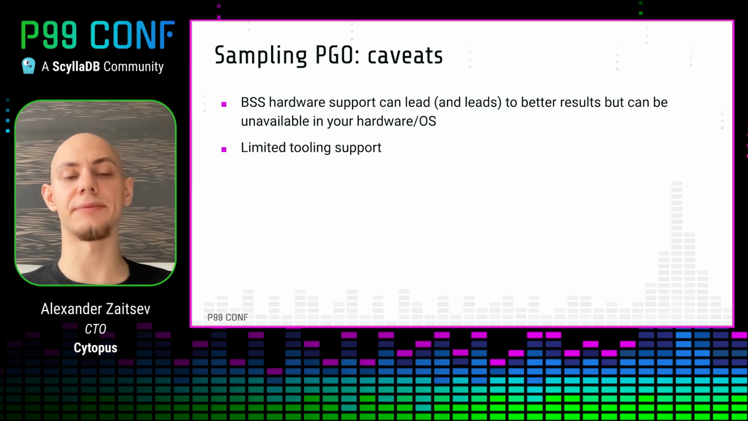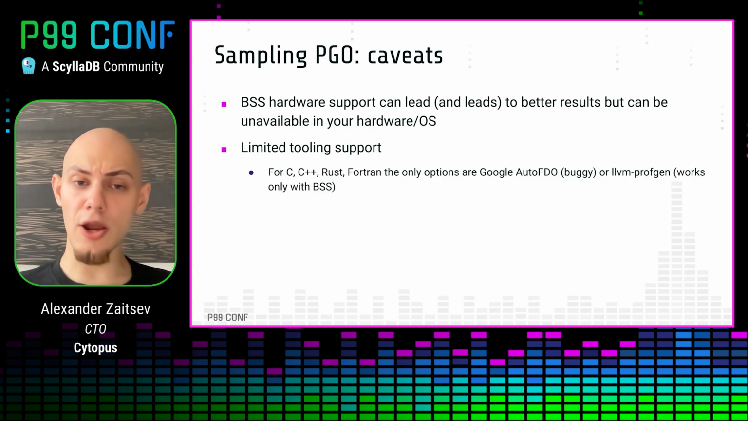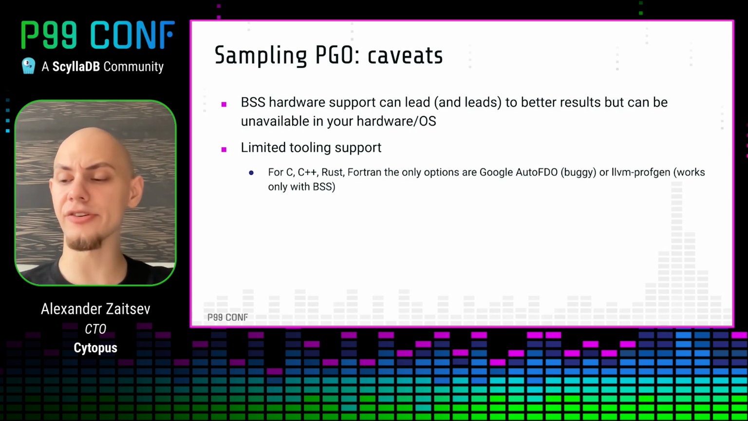Another limitation is limited tooling support. Why do you need tooling? Because when you collect a profile of how your application is executed via an external profiler, you need to convert this profile to a compiler-compatible format, because your compiler doesn't understand a format from Linux perf, for example. And for doing this, there are several options. The first one, the default one nowadays, is using Google's AutoFDO tooling. By the way, FDO is a synonym for PGO.